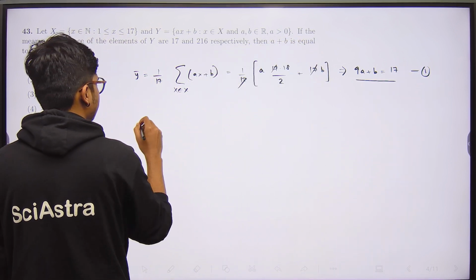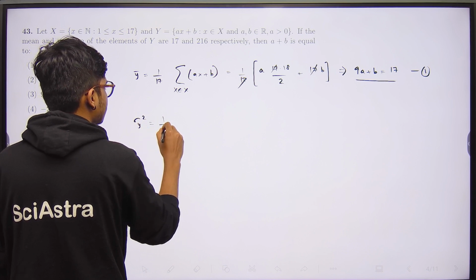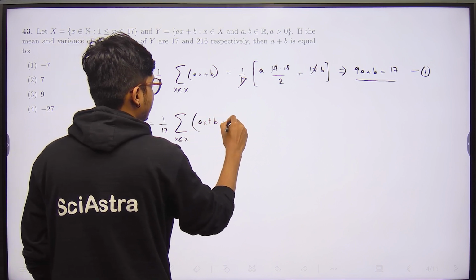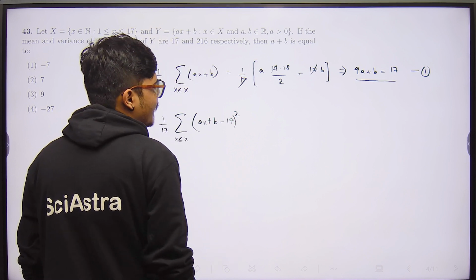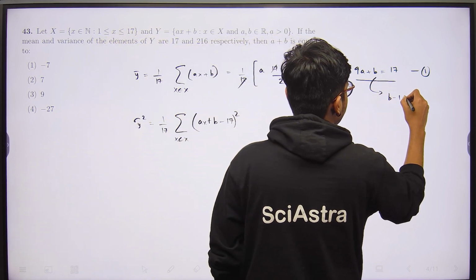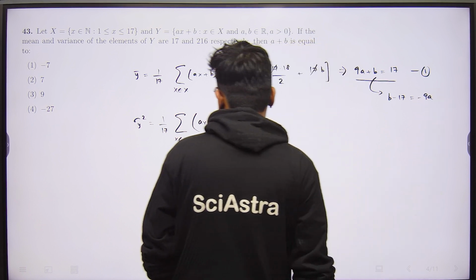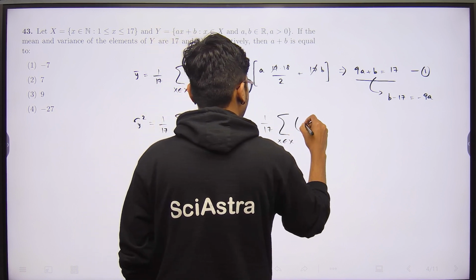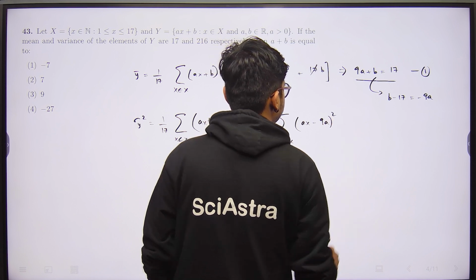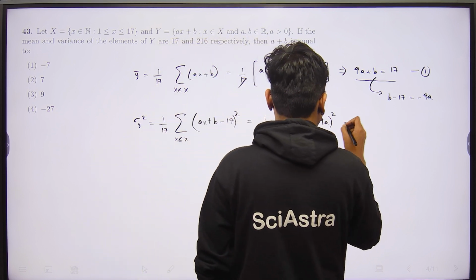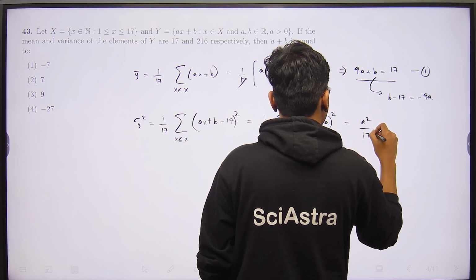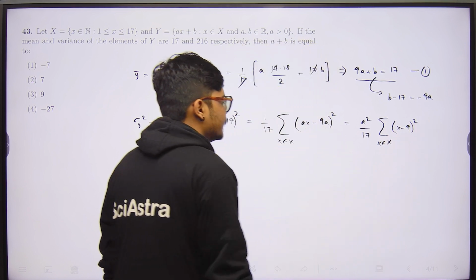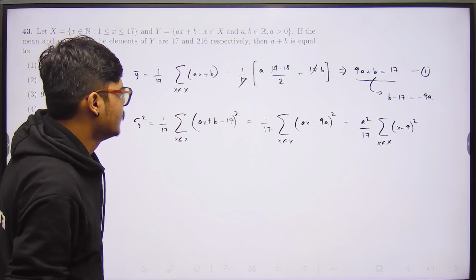Now if we talk about the variance, you'll get that sigma y squared should be equal to 1 by 17 summation, x in capital X, of (ax plus b minus 17) whole squared. Now if you look at b minus 17, we can find its value from here, right? So you get b minus 17 as minus 9a. So if we plug this in, what will we get? 1 by 17 summation x in X of (ax minus 9a) whole squared, right? Which is nothing but, if I take a common, you'll get a square by 17 summation of (x minus 9) whole squared, x in capital X, okay? This is what we have. Cool. Now we can simplify this.